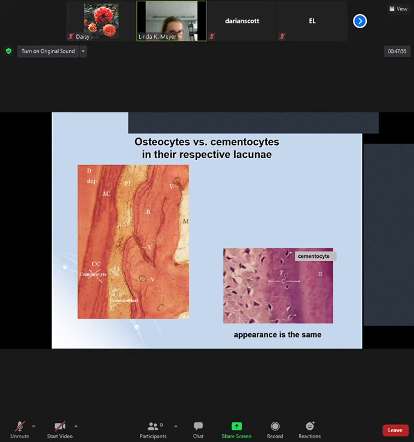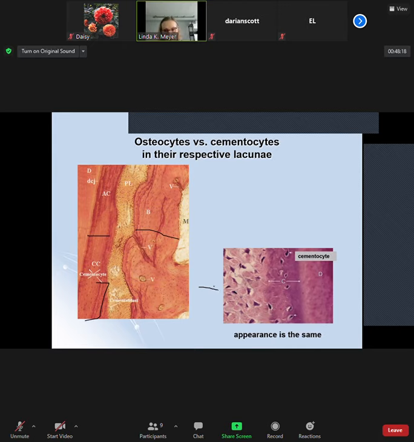This picture right here shows you cementum. It's at low magnification, but we can see the osteocytes in their lacunae in the bone, and over here on the cementum side down in this area, I can see little cementocytes in their lacunae.